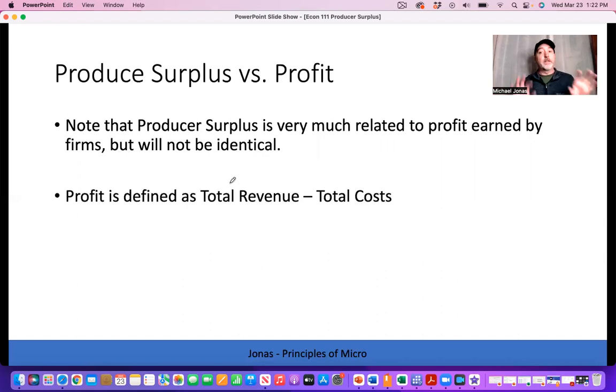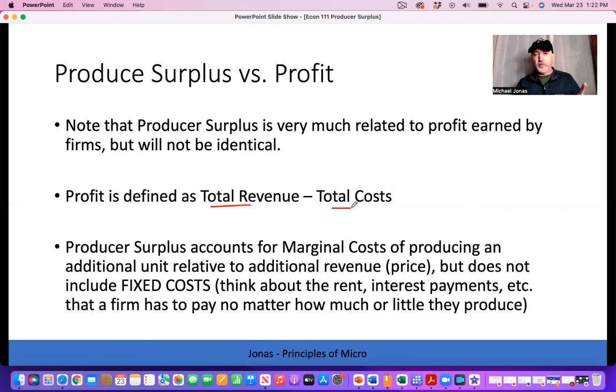And we'll get into the nitty gritty details of what exactly we mean by profit and profit maximization very soon. But for now, just the simple definition of a firm's level of profit: it's their total revenue coming in minus their total expenses, their total costs. And producer surplus, yes, it accounts for the difference between revenue per unit, price, and cost per unit, marginal cost, the height of the supply curve.